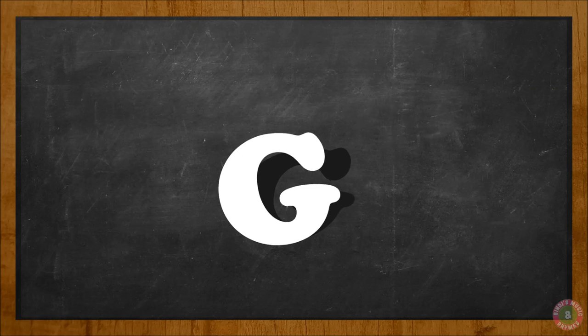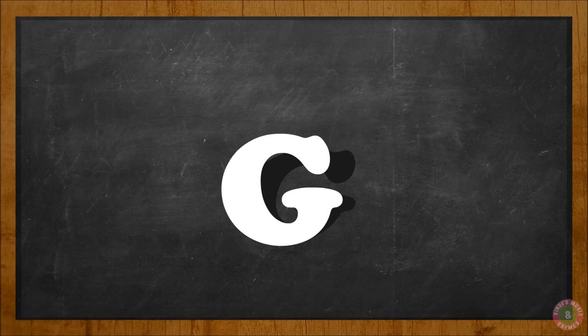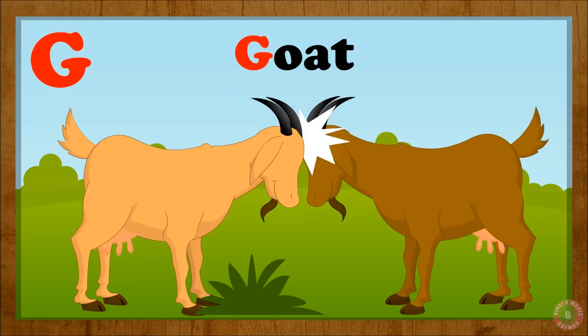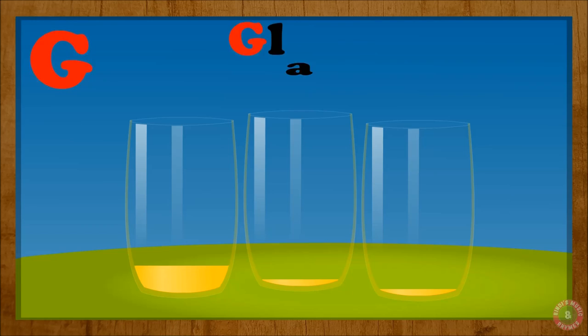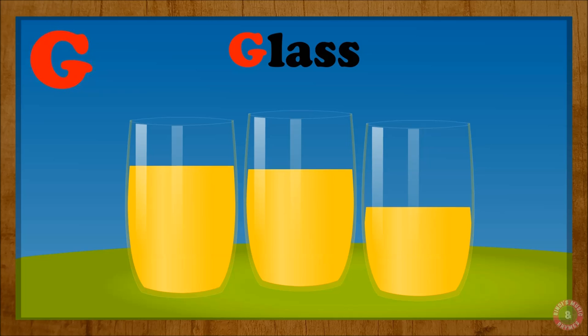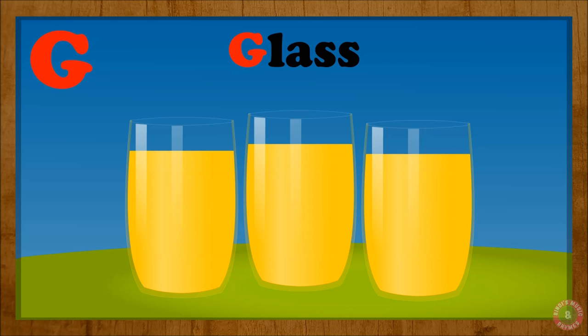Let's do the letter G. G for goat. Goat. G for grapes. Grapes. G for glass. Glass.